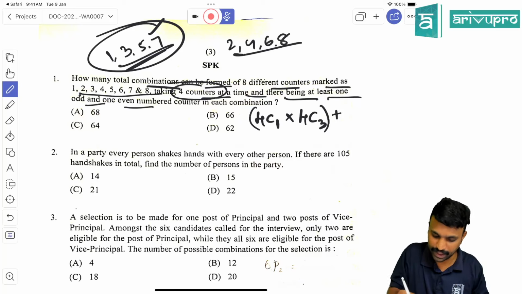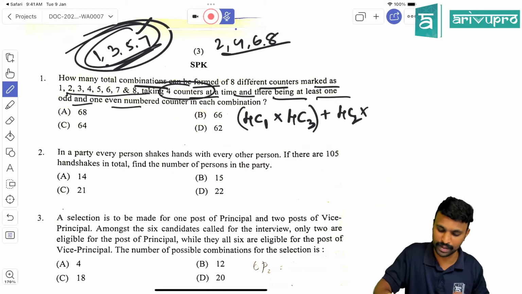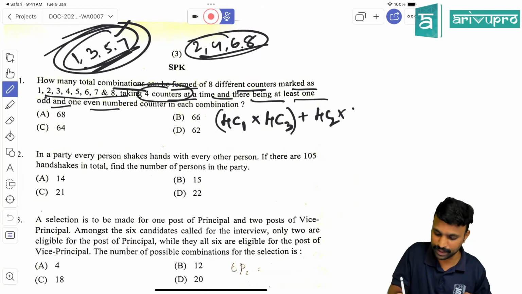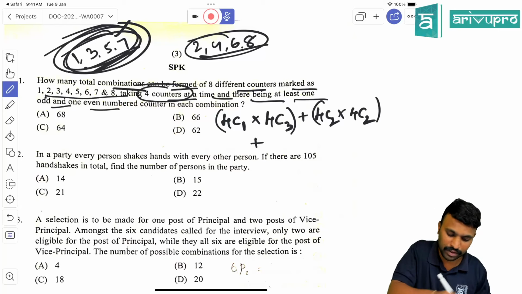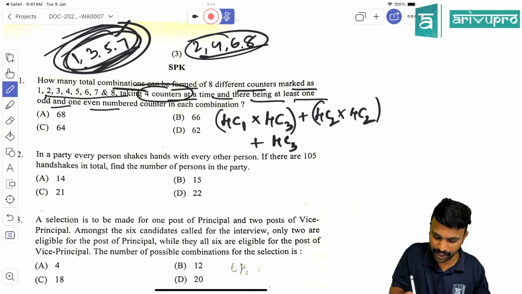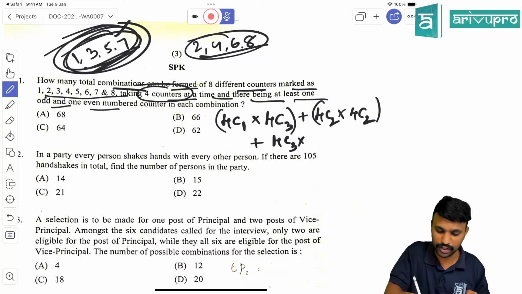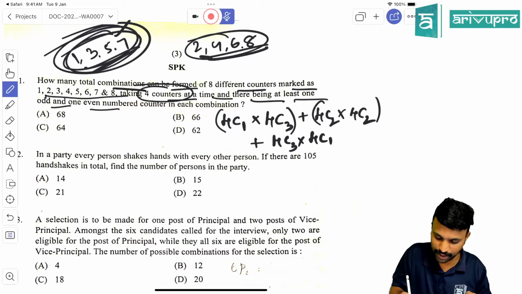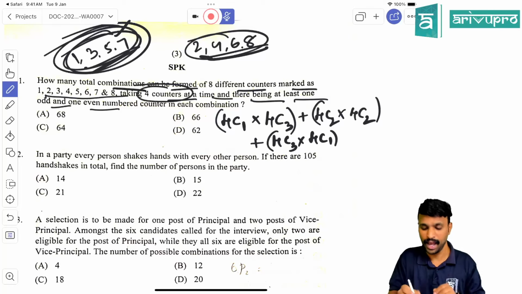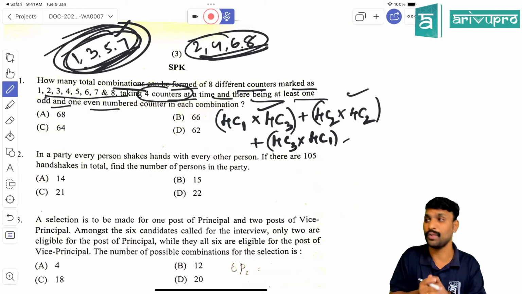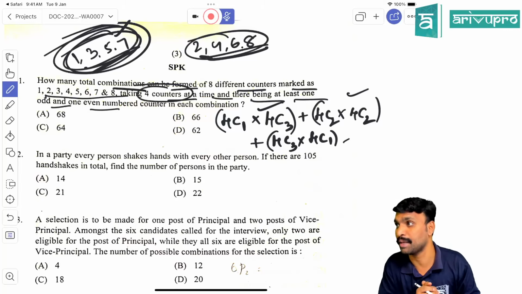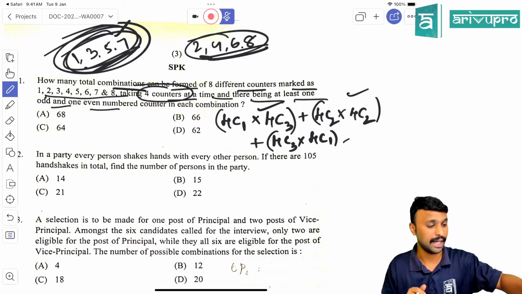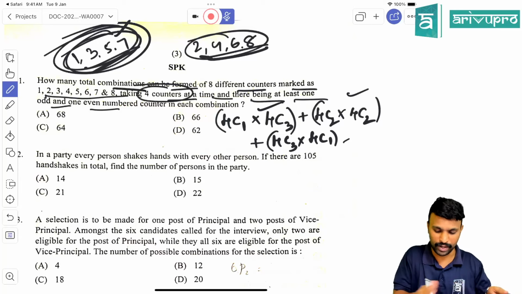Second case, I can choose 2 odd numbers, that is 4C2. If I choose 2 odd numbers, I have to choose 2 even numbers, that is 4C2. And the last case is I can choose 3 odd numbers, that is 4C3, and obviously the remaining one number should be from the even numbers, that is 4C1. Is there any other case? See, in all these 3 cases, at least one odd number and at least one even number is satisfied. Yes or no?